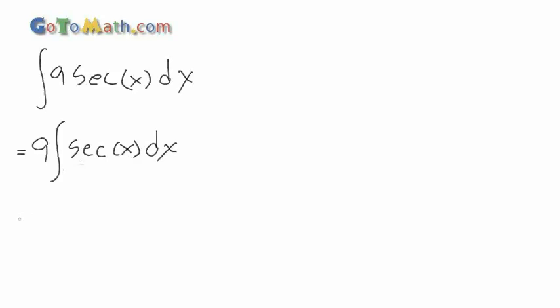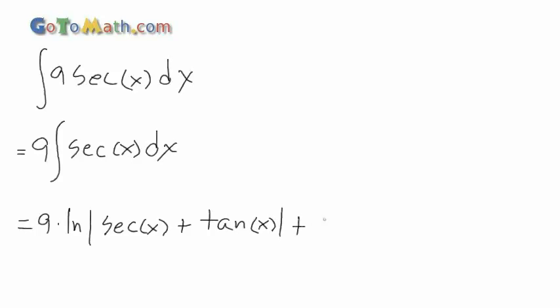Okay, so this would be one of those you've got to remember. We've got 9, and the integral of secant x dx is the natural log of the absolute value of secant x plus tan x, plus c. It's one of these you'll need to memorize.